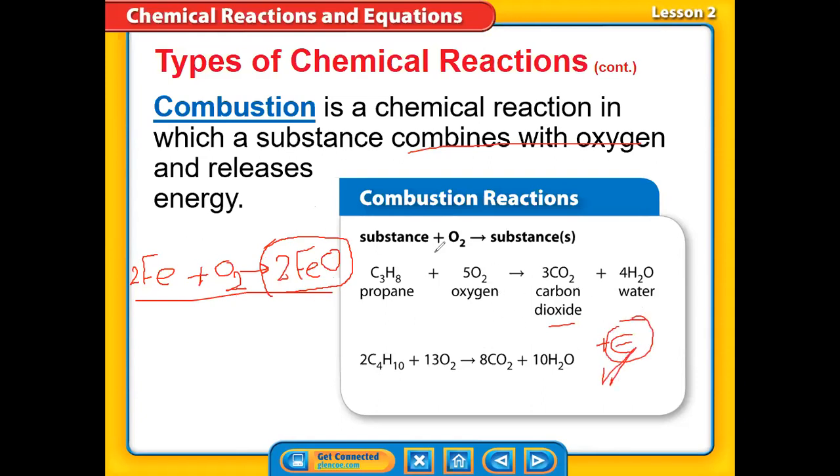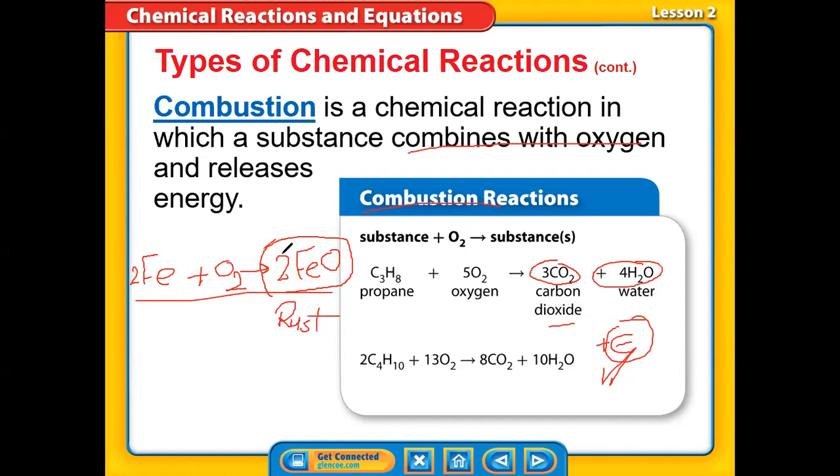In other words, we should remember that combustion is somehow equivalent to the burning reaction. Burning of any material always produces carbon dioxide gas and water vapor. So this is what we call combustion. While here, once iron reacts with oxygen, it produces FeO, the iron oxide, which is simply rust. So that is a simple synthesis reaction.